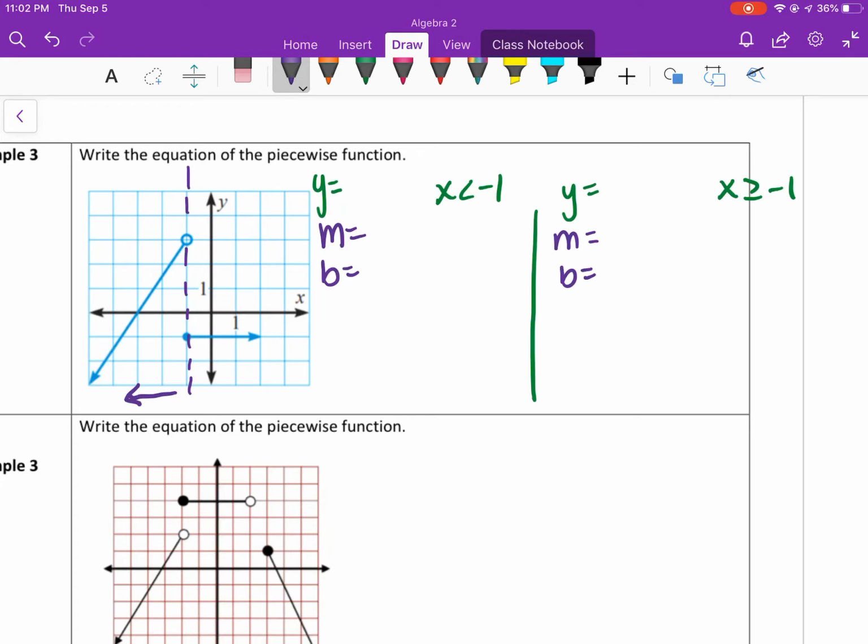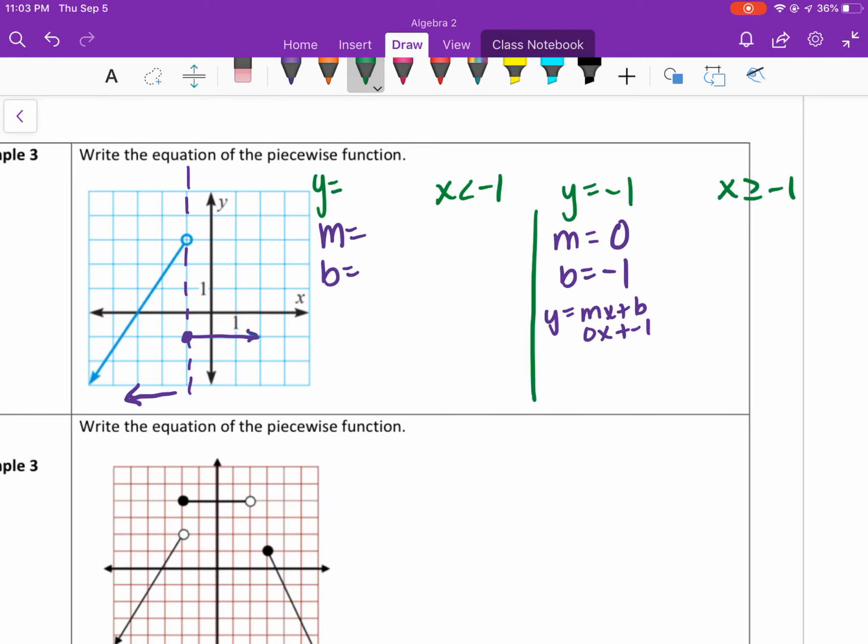Let's start with the horizontal line, this one to the right, because we know that horizontal lines have a slope of 0. There is no rise. So it's 0 over anything, which is always 0. And then the y-intercept is at -1, where it crosses. So when you plug it into mx plus b and you have 0x plus -1, it's just y equals -1. So that's a horizontal line, y equals -1.